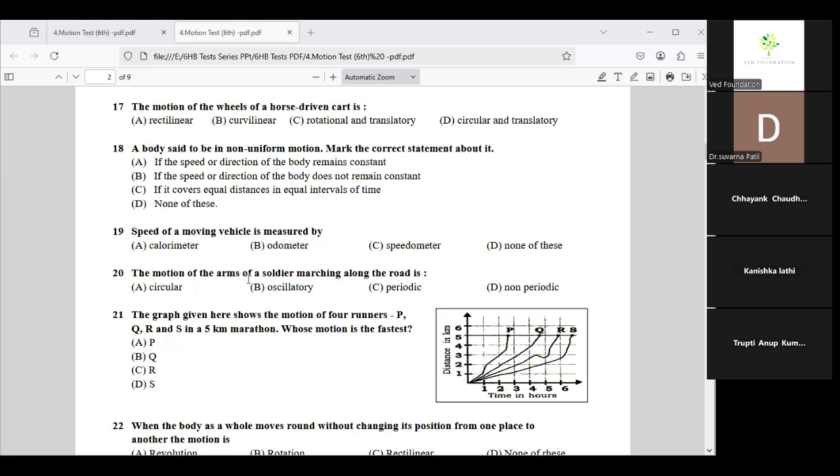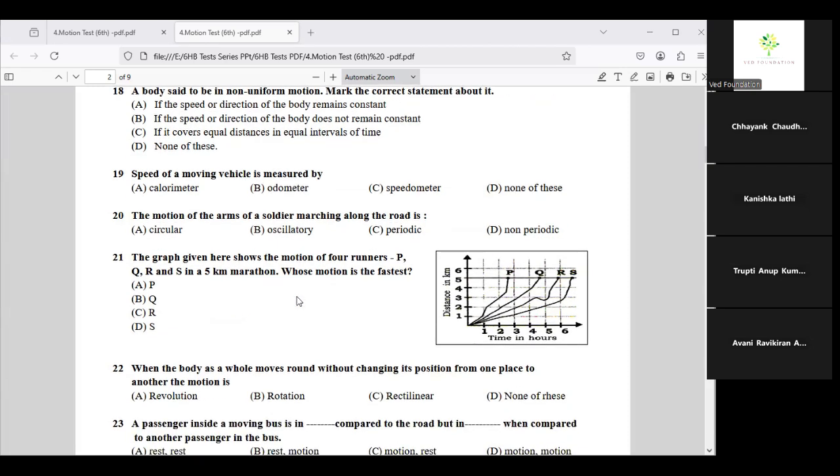20. The motion of arms of a soldier marching along a road is, and options are circular motion, oscillatory motion, periodic motion and non-periodic motion. And the correct answer is option B, oscillatory motion. The motion of arms of a soldier marching along a road is an example of oscillatory motion.